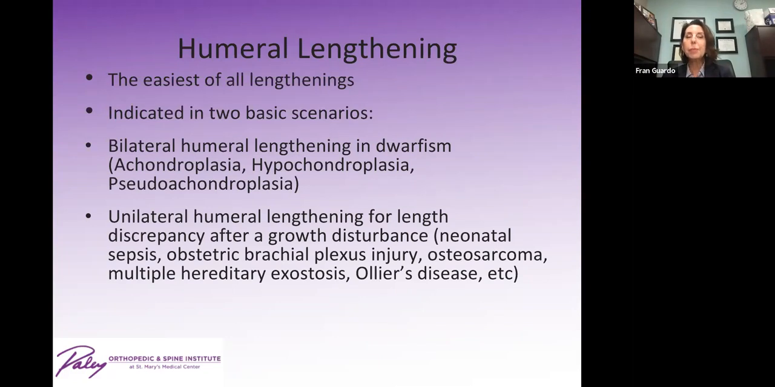Typically it is folks having humeral lengthening with different types of dwarfism, but especially with achondroplasia, because we know that they have shorter extremities than the spine. The indications are basically two scenarios: bilateral humeral lengthening in dwarfism, achondroplasia, hypochondroplasia, and pseudoachondroplasia. And then there's the option of unilateral lengthening for folks with other issues who have a discrepancy between the right and the left. This sometimes occurs with neonatal sepsis, obstetric brachial plexus injury, osteosarcoma, multiple hereditary exostosis, and Ollier's disease. These are some of the patients and diagnoses that we have done unilateral lengthenings with, and they're very successful.